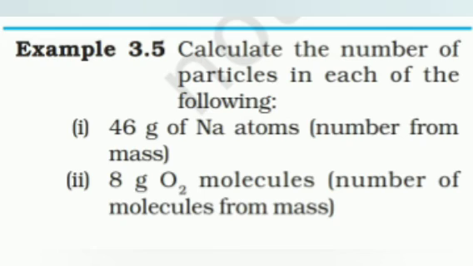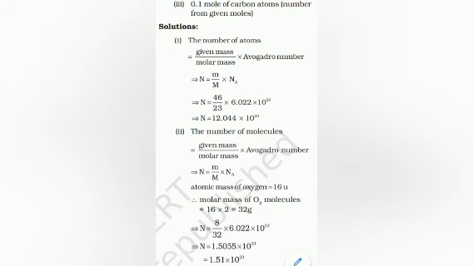The next question is to calculate the number of particles in each of the following. We have to calculate particles. 46 gram of sodium atoms is given. Here we have to find the number from mass, and next is 8 gram of oxygen. We have to find the number of molecules from mass. So first, what to do: the number of atoms is equal to the given mass upon molar mass into Avogadro's number. When we substitute the values, the given mass is 46, the molar mass of sodium is 23, multiplied by Avogadro's number, we got the answer 12.044 into 10 raised to 23.